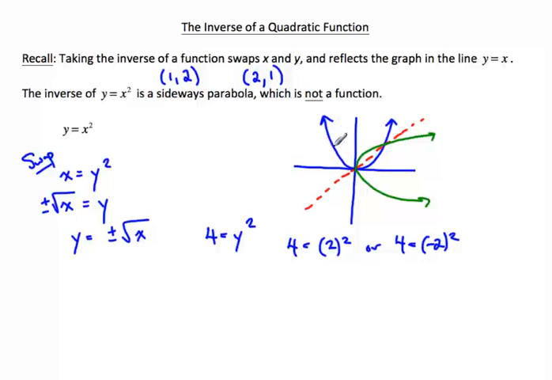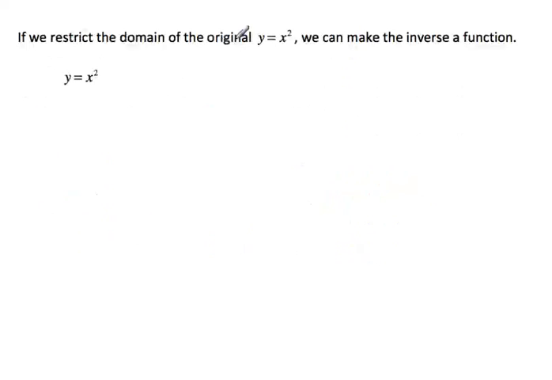So we see then that the inverse of y = x² is y = ±√x, and the inverse is not itself a function, even though the original graph was a function. Let's say you wanted to make sure that the inverse was a function, however. You would need to change the original quadratic in order to make that happen, and the way you do that is by restricting the domain.